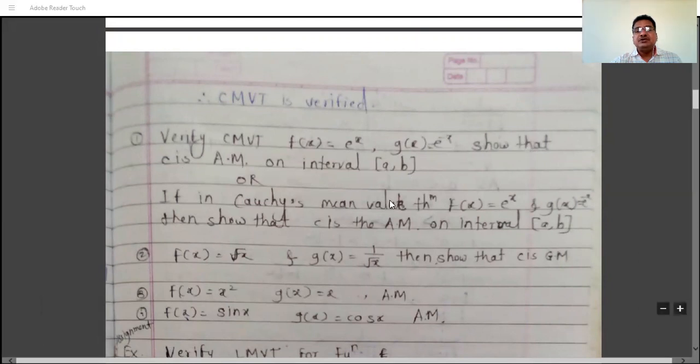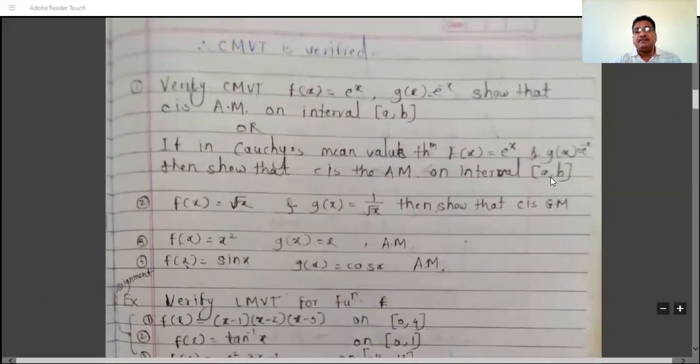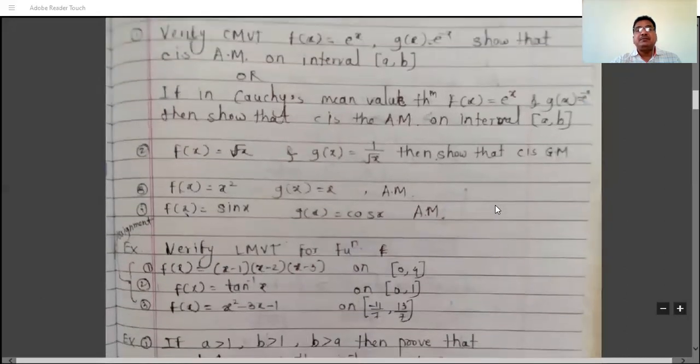The same question in another format: if in Cauchy's mean value theorem, f(x) is e raised to x and g(x) is e raised to minus x, then show that c is the arithmetic mean on the closed interval [a, b]. Okay, so we have to show that c is (a plus b) by 2, the arithmetic mean between a and b.